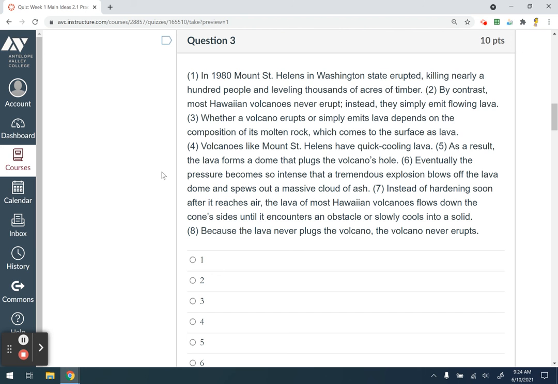So our main idea that applies, if you look at even sentences 4 through 8, is in support of sentence 3: whether a volcano erupts or simply emits lava depends on the composition of its molten rock, which comes to the surface as lava. And then they give you information about that. Sentences 1 and 2 are the introductory statements. They're giving you an introduction to what the subject, the topic, is going to be. We know it's going to be about volcanoes and eruption and lava flow. So sentence 3.